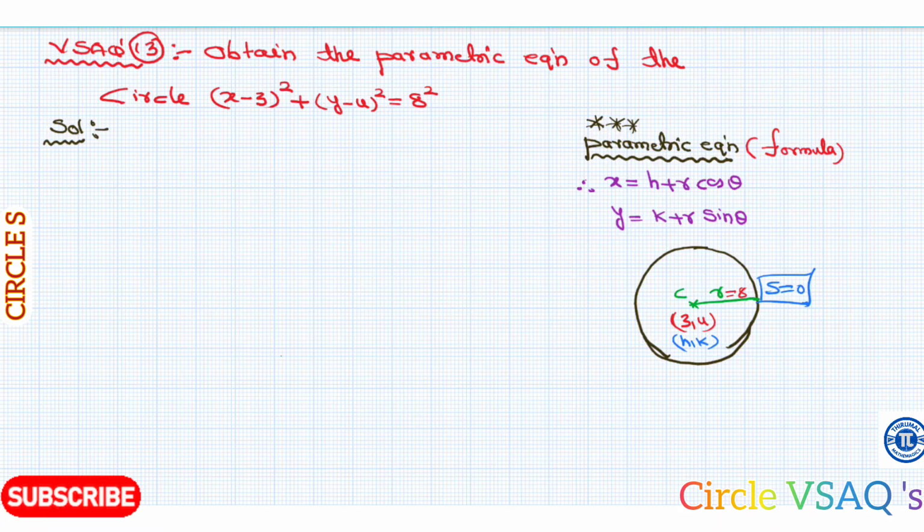Question number 13: obtain the parametric equation of the circle (x − 3)² + (y − 4)² = 8². Now start the solution.